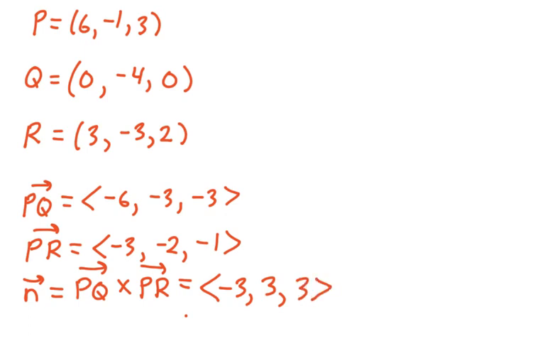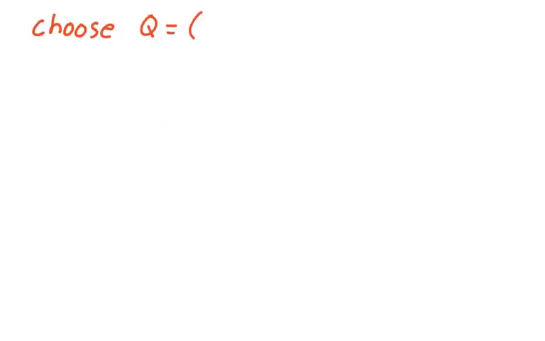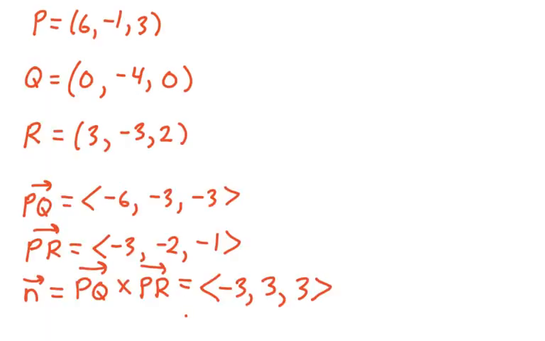So we have a point and we have a vector normal to the plane. So in this case, I'm going to choose Q because there's lots of zeros. So we'll choose Q. Let's go back. Q is 0, negative 4, 0. My normal, let's go find that out. That's negative 3, 3, 3.